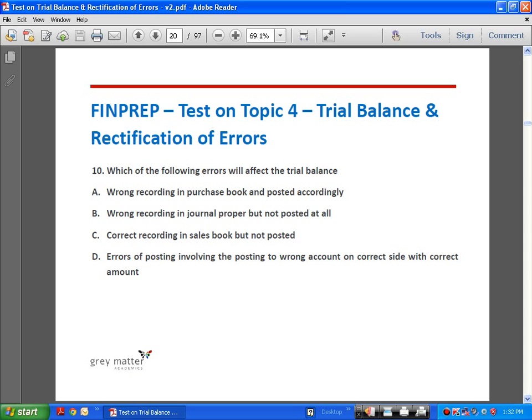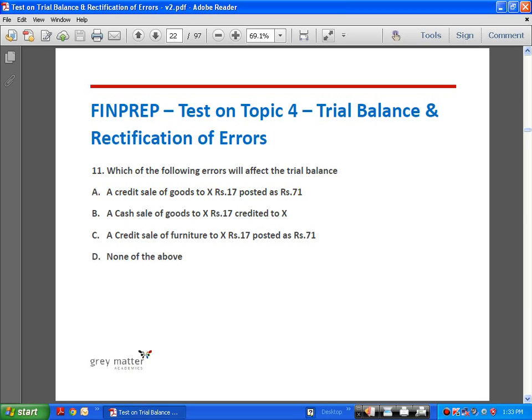Correct recording in sales book, but it is not posted. Okay, so here what has happened is, well, that's the answer. It will affect the trial balance. Though it has been recorded in the sales book, it is not posted, which means it has not been posted to the debtors account. The entry has gone to the sales account. So it will affect the trial balance. Option D is errors of posting involving the posting to wrong account on correct side with correct amount. So the amount has been posted, a correct amount has been posted to the correct side, but it has been posted to the wrong account. So this will not affect the trial balance. So answer is C.